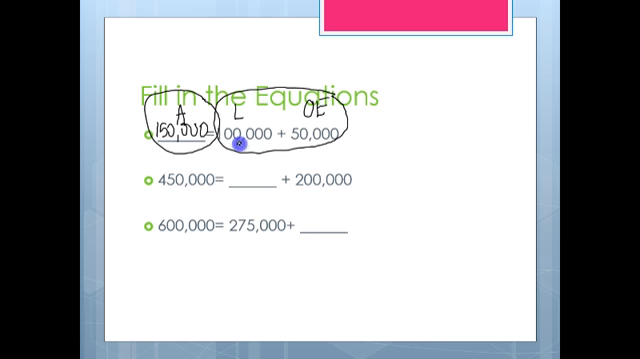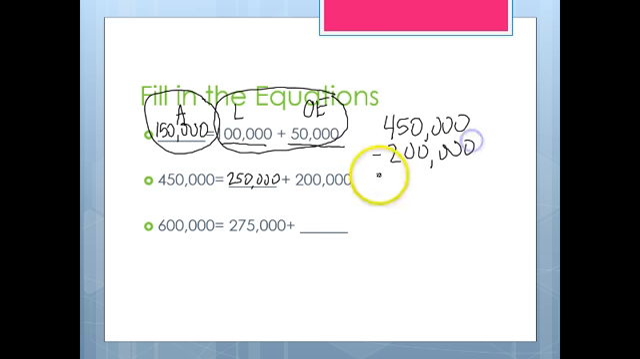So our first one is 100,000 plus 50,000 equals 150,000. Then here we have 200,000 plus 250,000 gives us 450,000. The way you determine this one is to take your 450,000 and subtract 200,000, and that gives you 250,000. Same goes for the last one. What plus 275,000 gives us 600,000, and that's going to be 325,000. Great job, you guys.